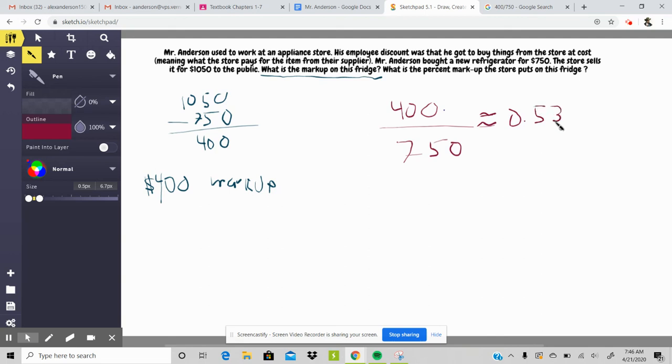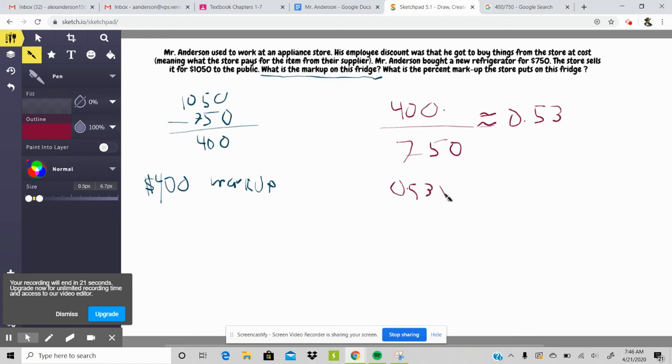0.53. And remember, to get that to a percentage, you just take your decimal and you multiply it by 100, which moves it over two spots to the right, which is 53. So our answer would be 53% markup.